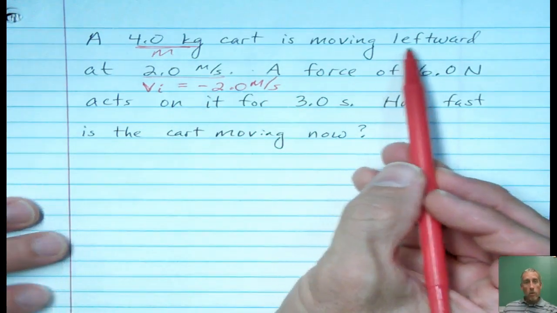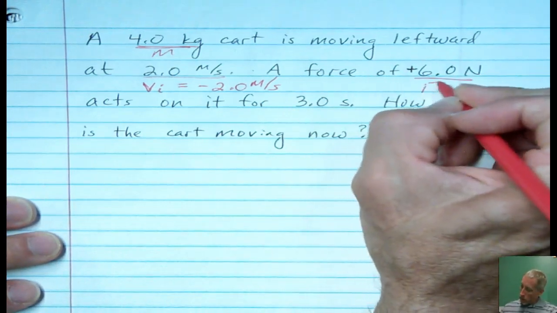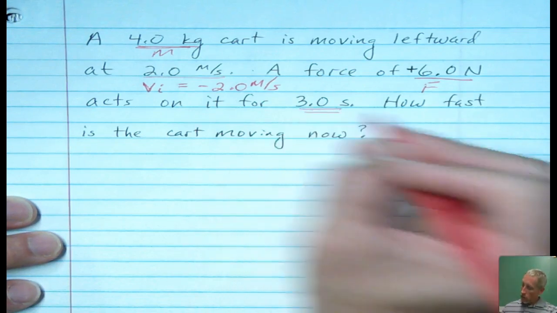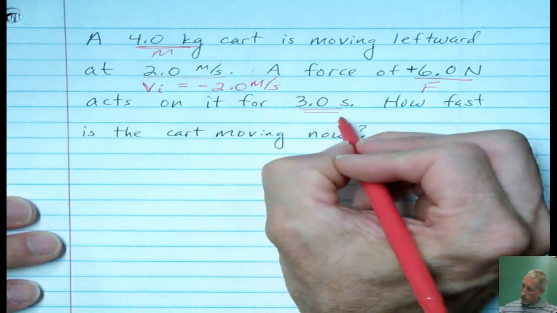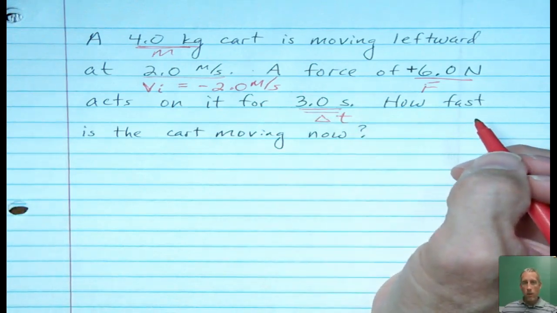That's negative, I will use the convention where leftward is negative. Here's our force, the positive 6 newtons, and it acts on it for a certain amount of time. That, of course, is our t. We would call that a delta t. A lot of times we just call it t for short.